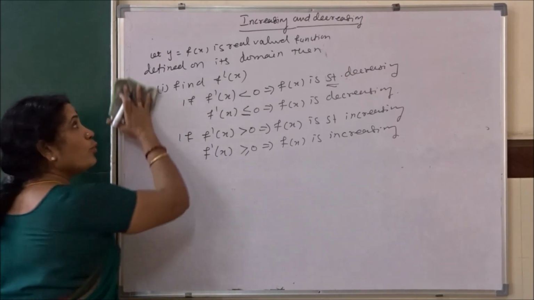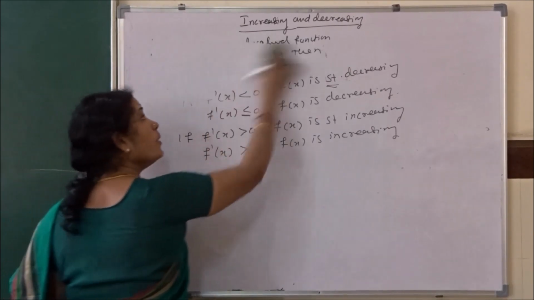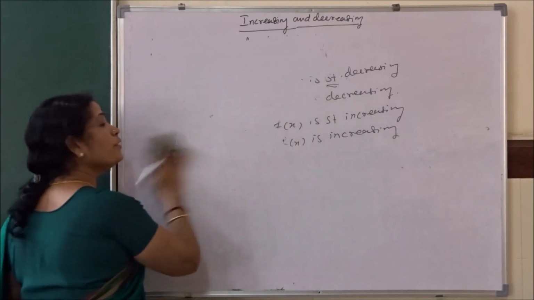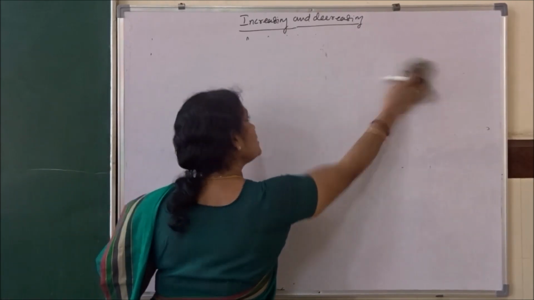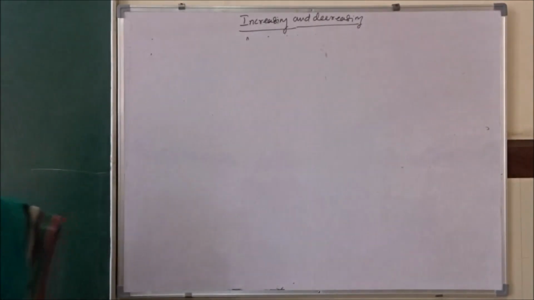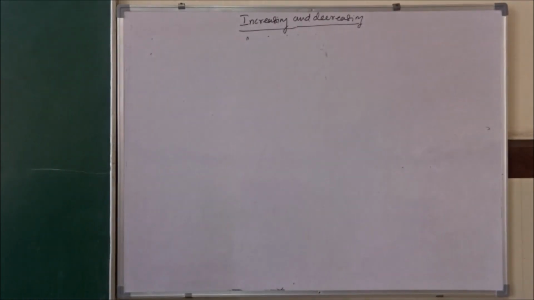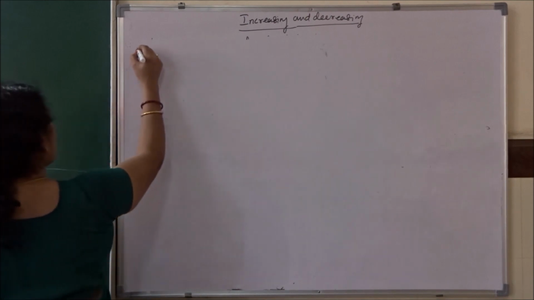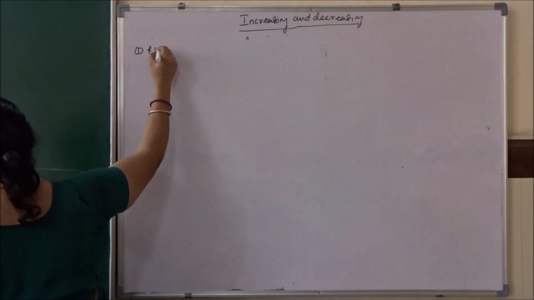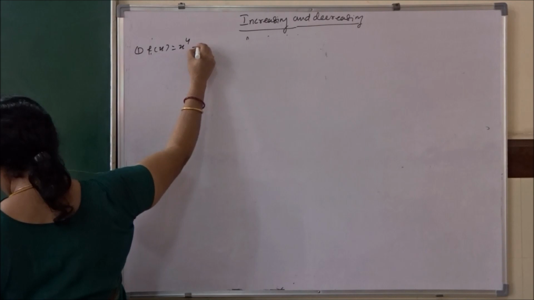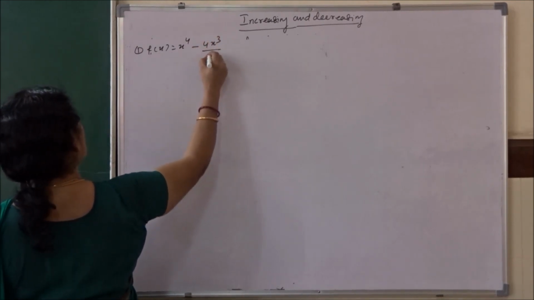Now, anyhow, in the board exam one question will come that you have to solve using the derivative test. Without the derivative test, maybe one or two more questions will come. Now, let me start some questions for increasing and decreasing. The first question I am taking is y equal to f of x equal to x power 4 minus 4x cube upon 3.